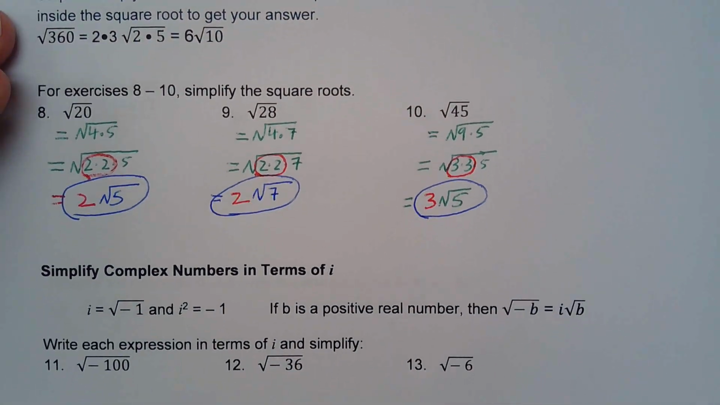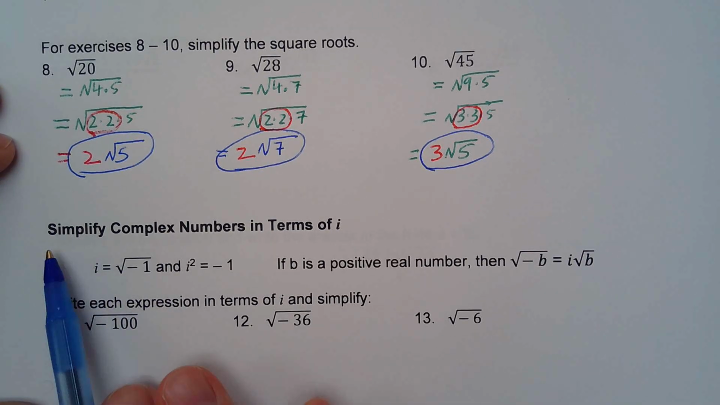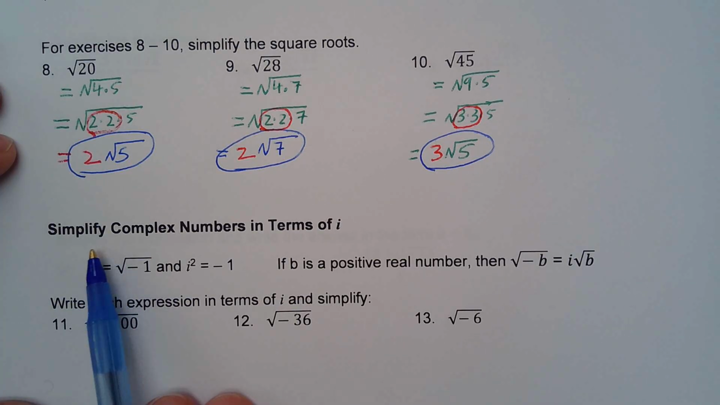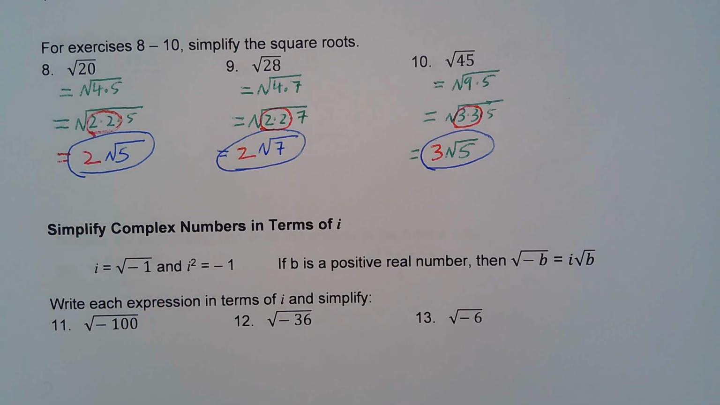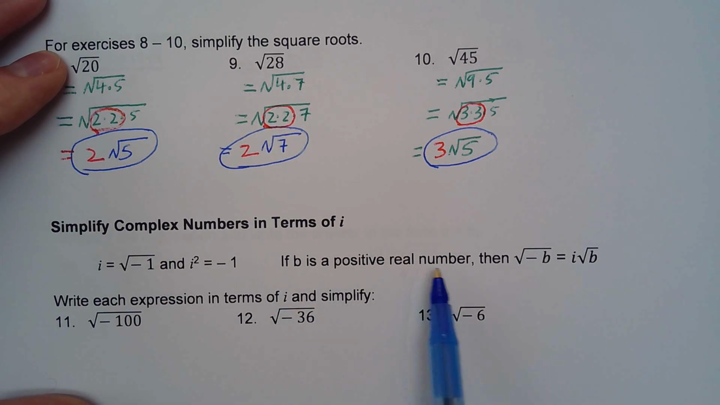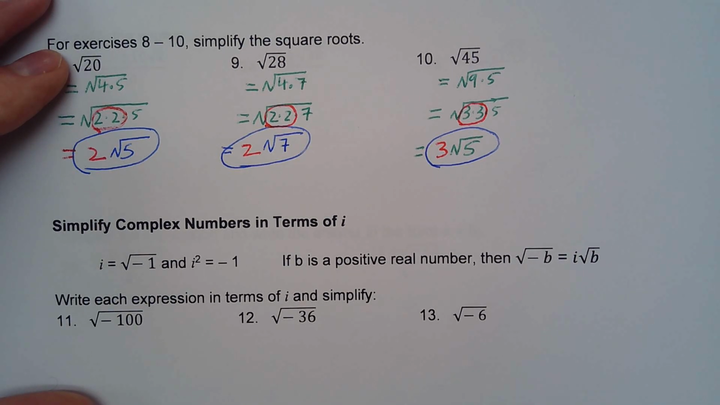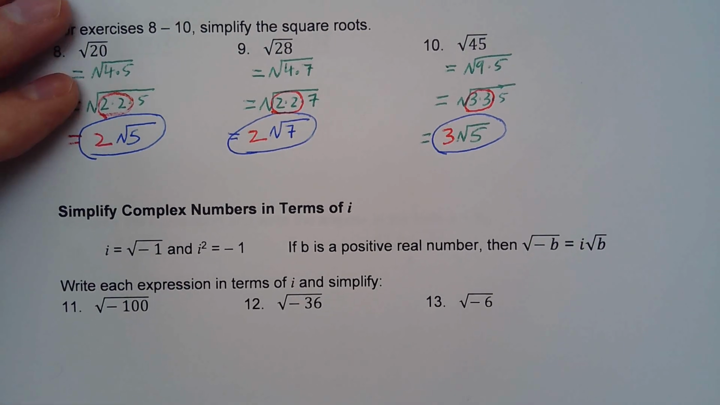So now we need to deal with an issue we've been kind of avoiding up to now, which is how do you deal with a negative underneath the square root? So this is going to be simplify complex numbers in terms of i. And we're going to define an imaginary number i as the square root of negative 1. So now we're moving beyond the real numbers. This is not a real number. And this has a property that when I square i, I get negative 1. So if b is a positive real number, then the square root of negative b is equal to i square root of b. And so by writing in terms of i, we can get the negative out from underneath the square root and then that allows us to simplify.